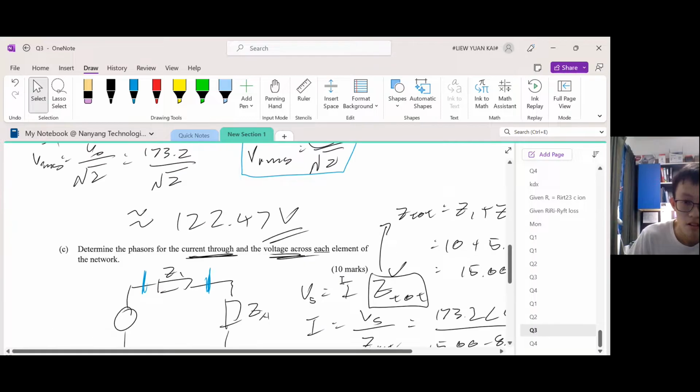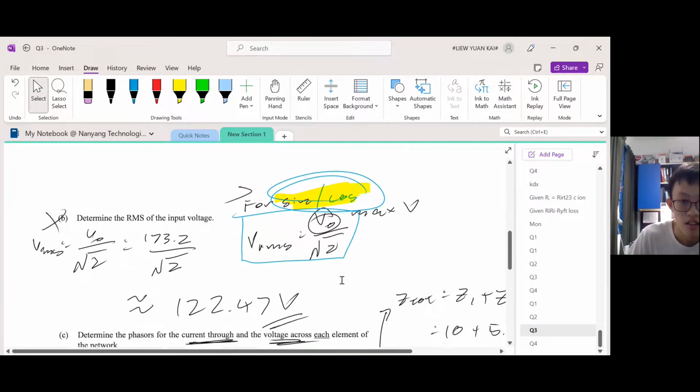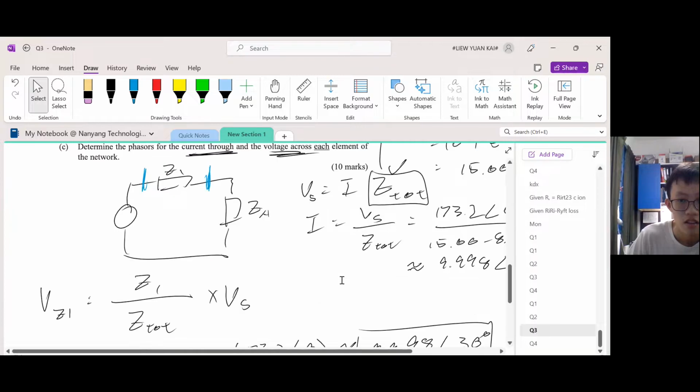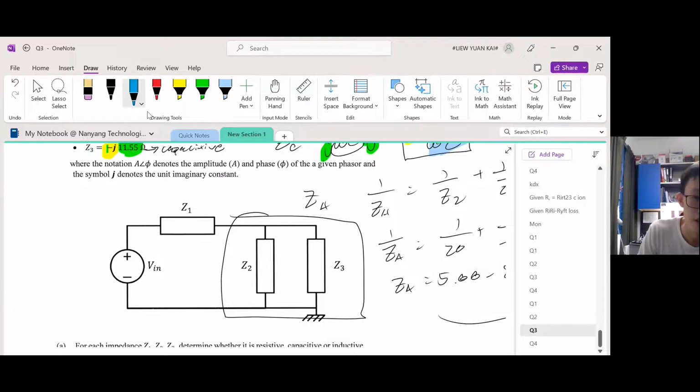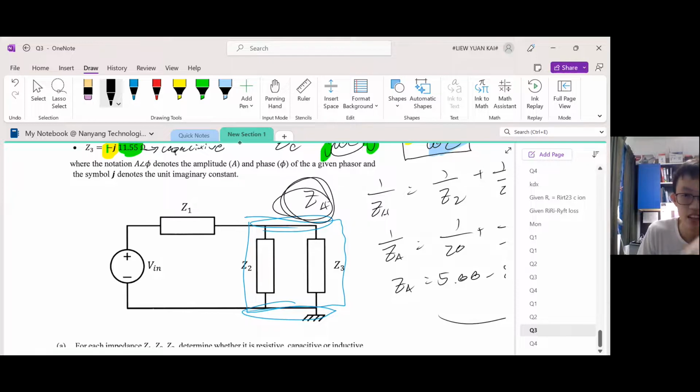Now, moving on, it's easier to find the phasor of the voltage across Z2 and Z3 first, rather than find the current. Why? Because you look at this. Since these two are parallel, that means the voltage difference across Z2 and Z3 are the same. So if we can find the voltage difference across ZA, then we can find the voltage difference across Z2, which is the same as the voltage difference across Z3.